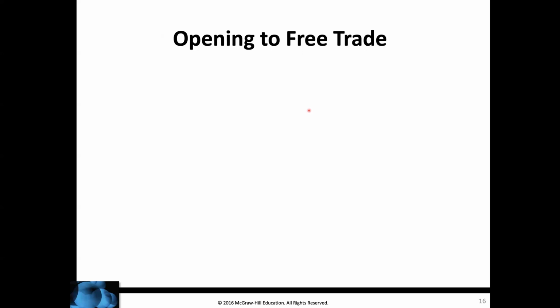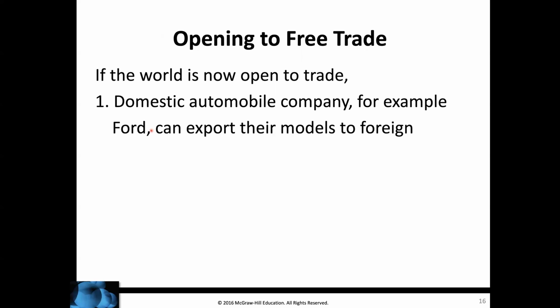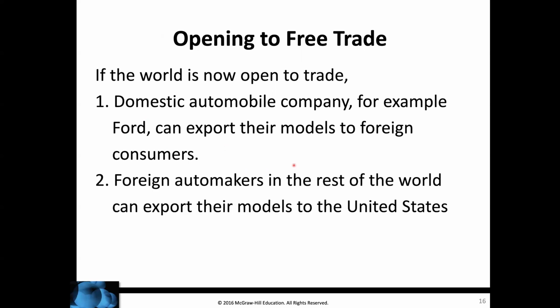So let's open it up to free trade now. If the world is now open to trade, first, a domestic automobile company, for example Ford, can export their models to foreign consumers. Now Ford can export their models to foreign consumers, and foreign automakers in the rest of the world can export their models to the United States.